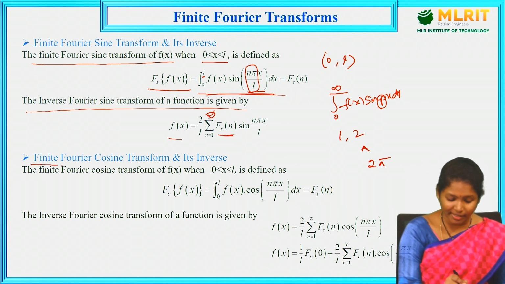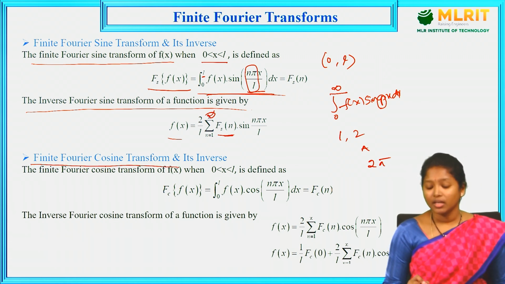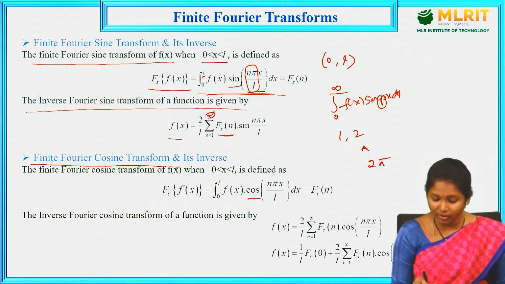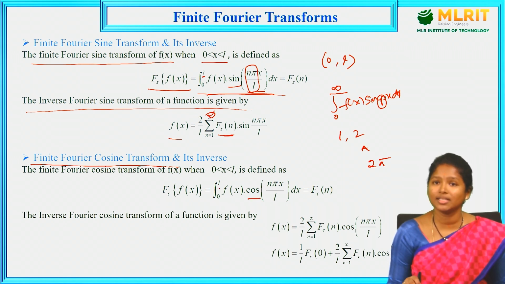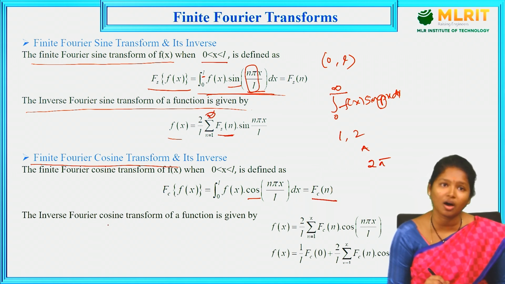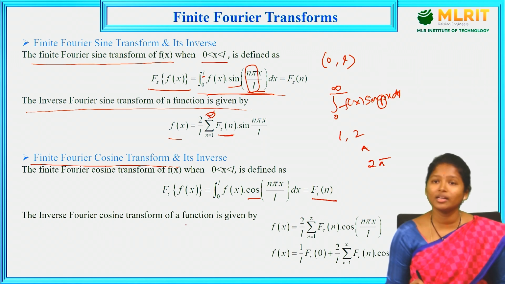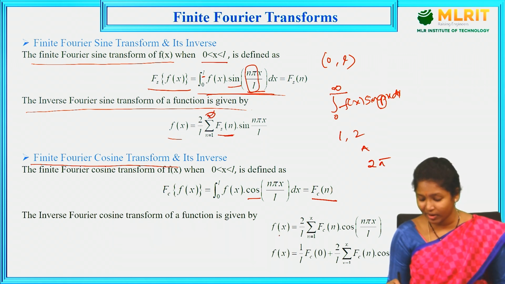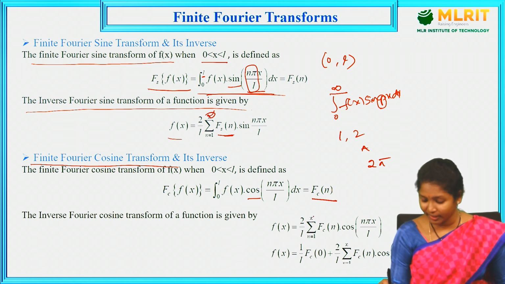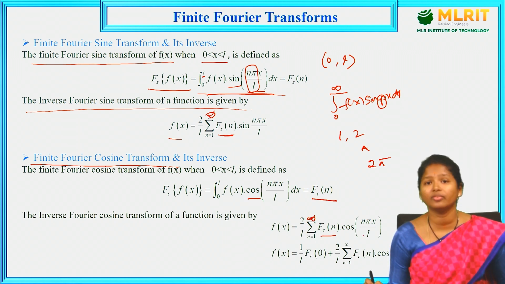Similarly, for the finite Fourier cosine transform, in the place of sine, we will write cos. That means Fc of f of x equal to integral 0 to L f of x cos n pi x by L dx. It will be represented as Fc of n. The inverse Fourier cosine transform of a function is given as f of x equal to 2 by L summation n equal to 1 to infinity Fc of n cos n pi x by L.